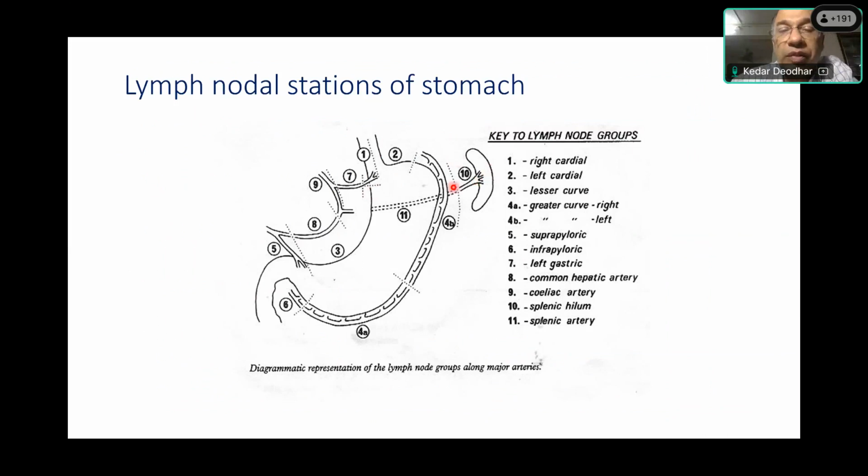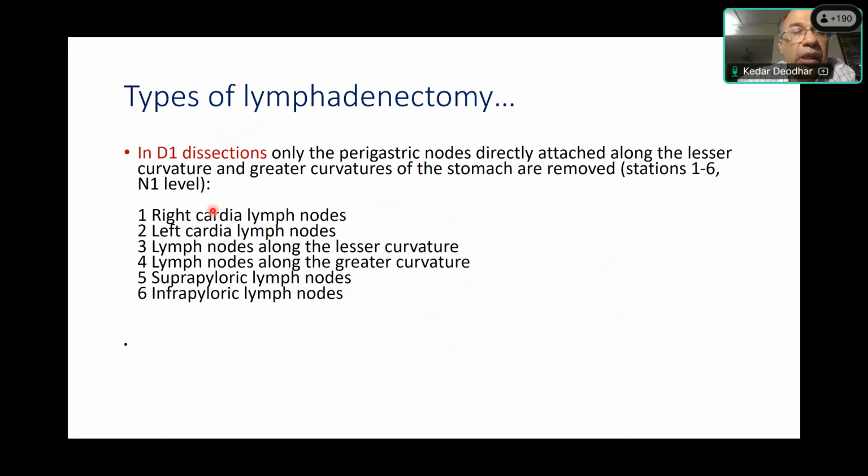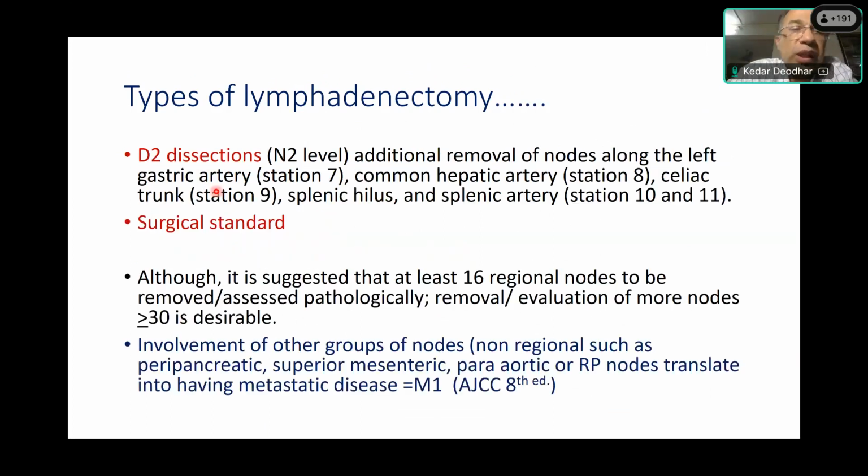Slightly higher nodes along the blood vessels are surgically called D2 resection, and extensive lymph node dissection is called D3 resection. The standard D1 is actually right cardiac nodes along the greater or lesser curvature, and supra and infrapyloric nodes. D2 dissection involves additional removal, as I said, along the left gastric artery, common hepatic artery, and so on. This is the surgical standard. So any institution doing cancer stomach surgery should provide us with D2 dissection, and D2 dissection should be attempted by the oncosurgeon, and that's when we get these.